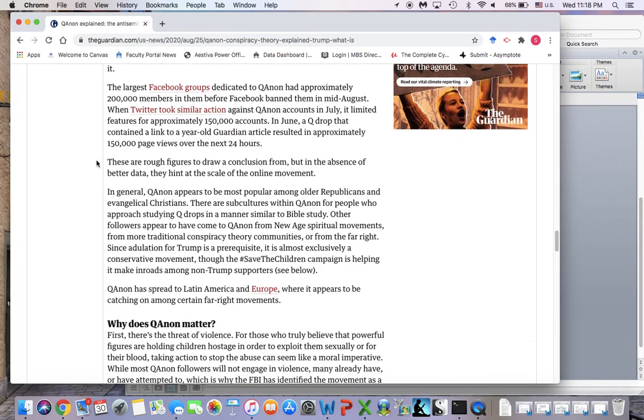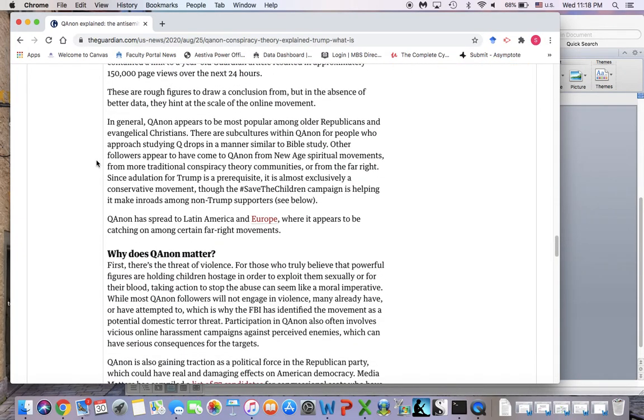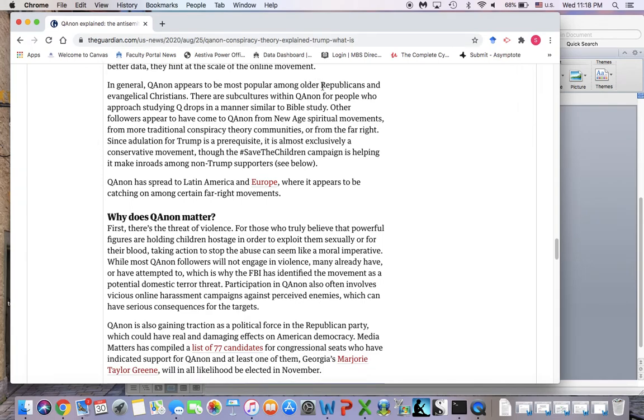Let's see. QAnon appears to be most popular among older Republicans and evangelical Christians. That's embarrassing. There are subcultures within QAnon for people who approach studying Q drops in a manner similar to Bible study. Oh, wow. Other followers appear to have come to QAnon from New Age spiritual movements, from some traditional conspiracy theory communities, or from the far right. Okay.